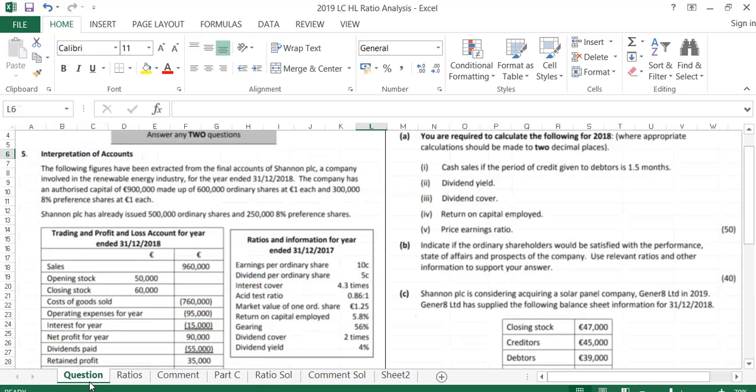Part B of the question asks us, indicate that the ordinary shareholders will be satisfied with the performance, state of affairs and prospects of the company. Use relevant ratios and other information to support your answer. So we're looking from the point of view of shareholders. I've already done a solution to the 2017 question, which is from the point of view of the bank. Now they're very similar, the answers will be very similar.